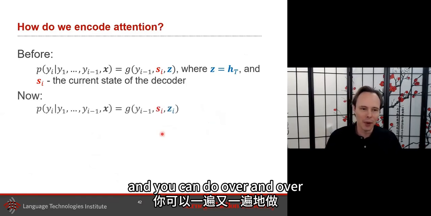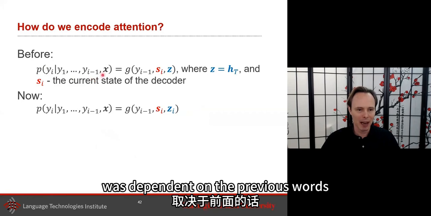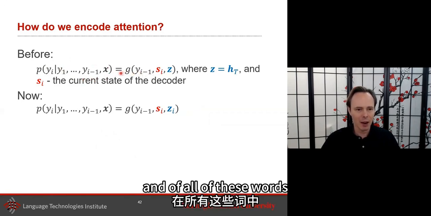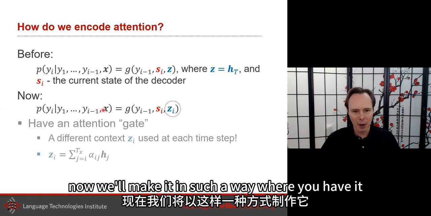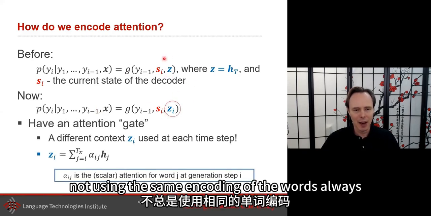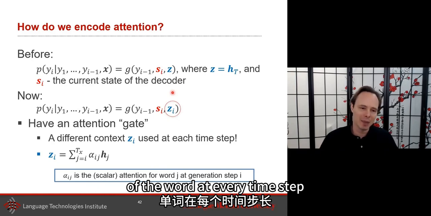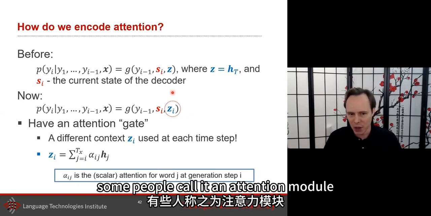And you can do that over and over. So before, the prediction of the words was dependent on the previous words and all of these words. Now we'll make it in such a way where you're not using the same encoding of the words always, but we're going to use a new encoding of the word at every time step. And so we have what some people call an attention module.